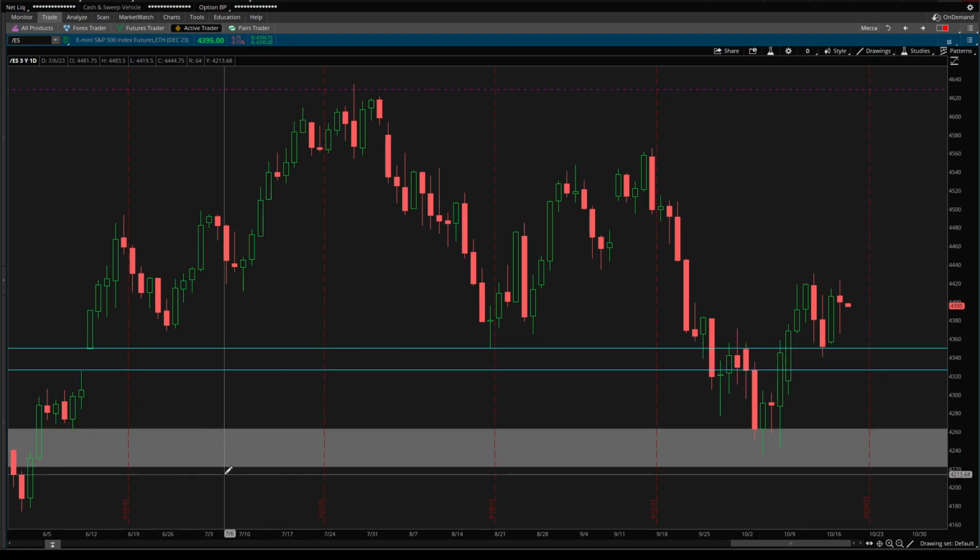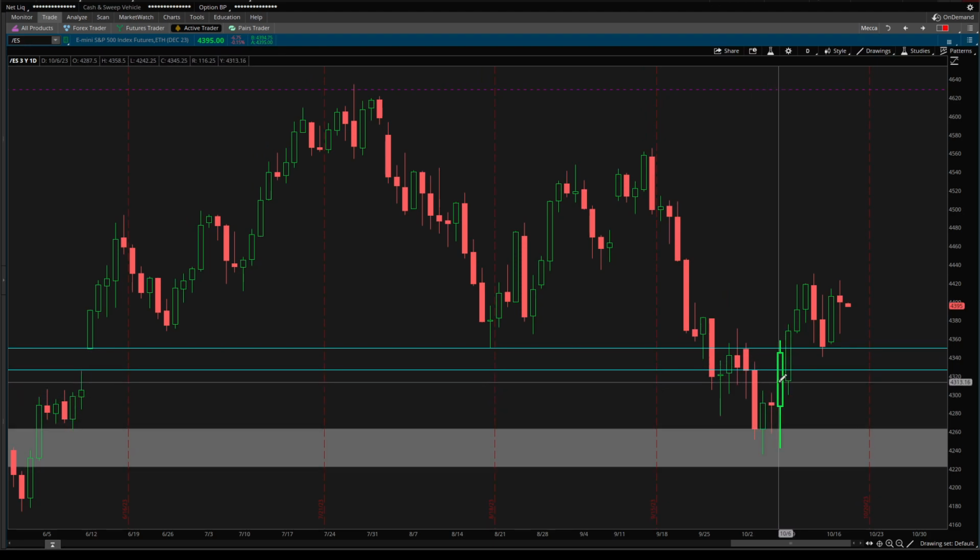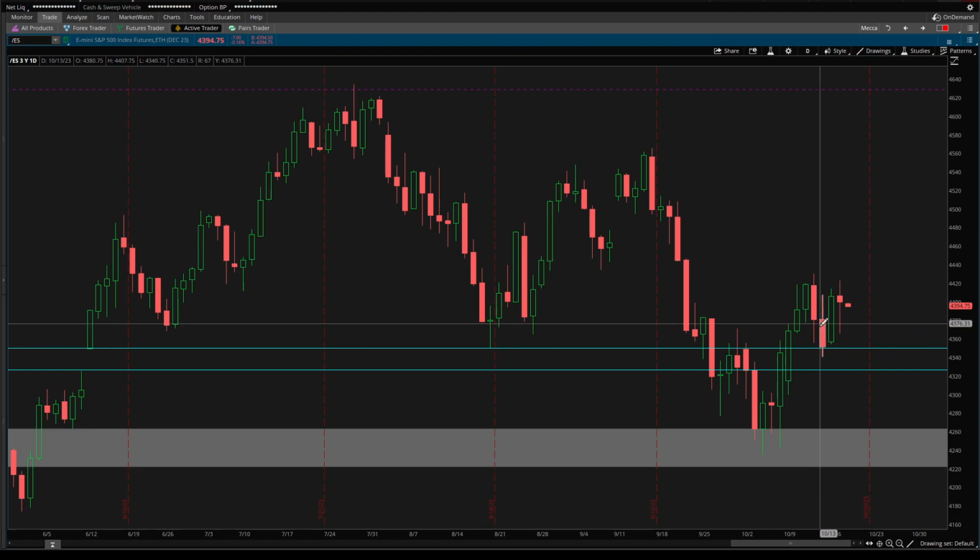This was a support zone I had marked out on the weekly. We go right into that. We bounce. We break straight through the gap. Second time test of the gap, obviously weaker than the first, in my opinion. We go through it, break and retest again. Perfect setup, and then we're ripping. So we'll see what happens.